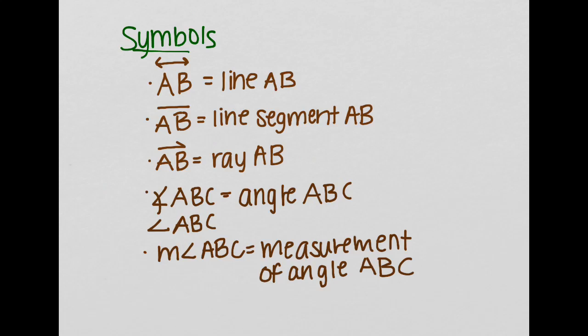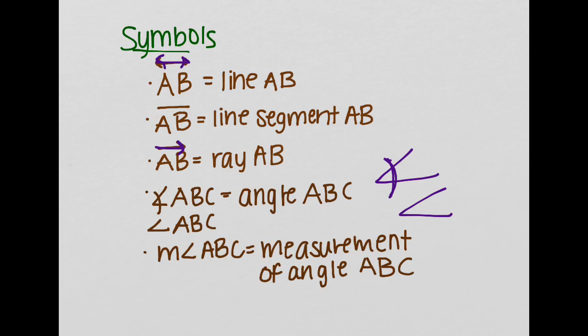Okay, now let's look at the symbols. So line AB, we write as AB with the little arrow symbol on both ends, like the actual tiny line up there. Then line segment AB has the same symbol as line AB, except without the arrows. And then we draw ray AB with just one arrow on the end. And angle ABC, we could either do it with a little arc through it, or you can just write it like this. They both denote angle ABC.